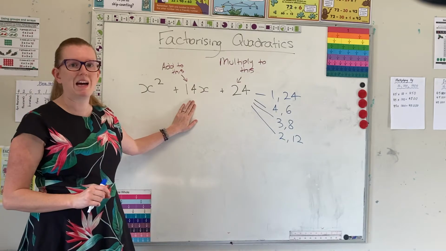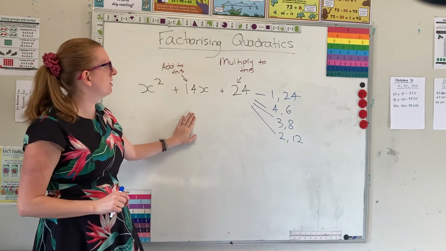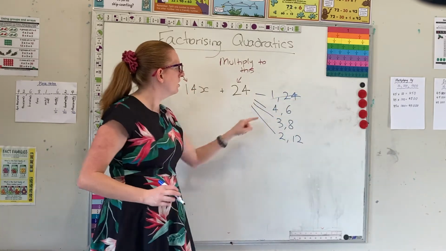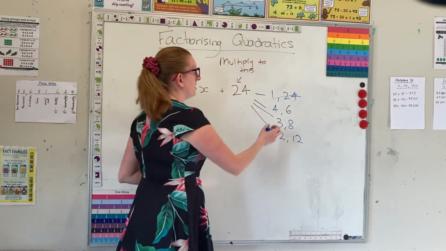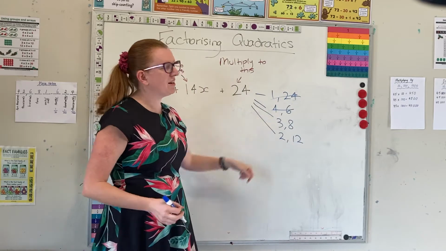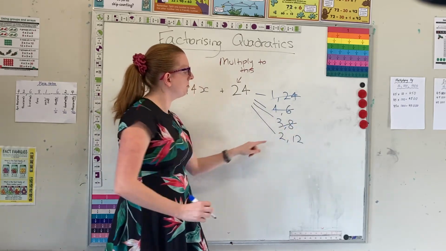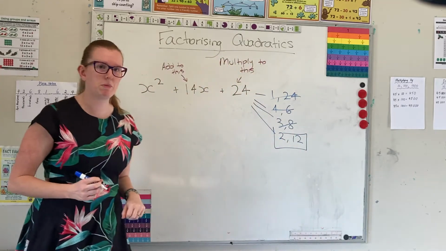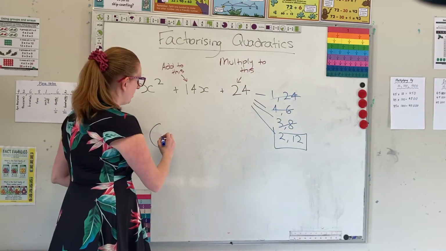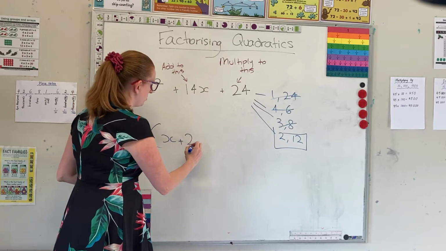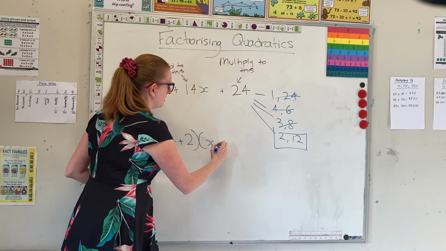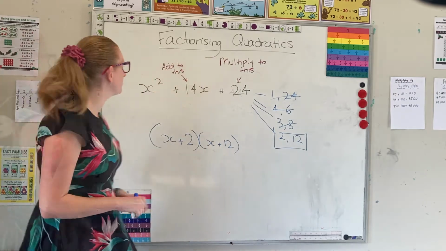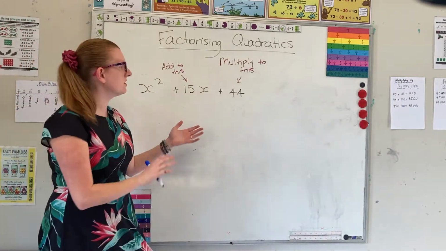But which one of them adds together to give us 14? So 1 plus 24 gives us 25, so it can't be that one. 4 and 6 gives us 10, so it can't be that one. 3 plus 8 gives us 11, so it can't be that one. But 2 and 12, bingo. There's our numbers. So our answer is going to be x plus 2 and x plus 12. We've just factorized.